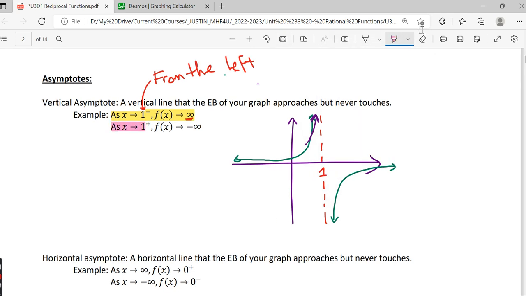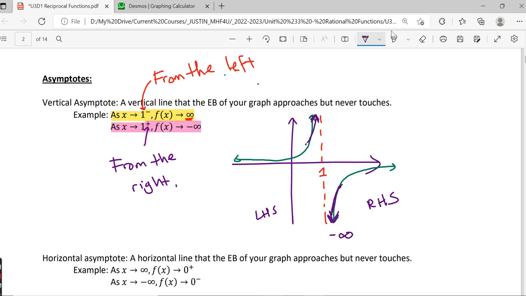What does this second one mean? The little plus sign means as x approaches 1 from the right. So as x approaches 1 from the right, down here you can see it's approaching from the right hand side, so this would be the right hand side, this would be the left hand side. What happens to our function? It shoots straight down, or in other words, heads towards negative infinity. And that's what's happening there. Okay, so this is just the notation on how to show the end behaviors.